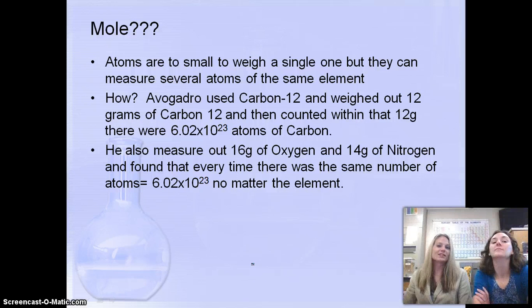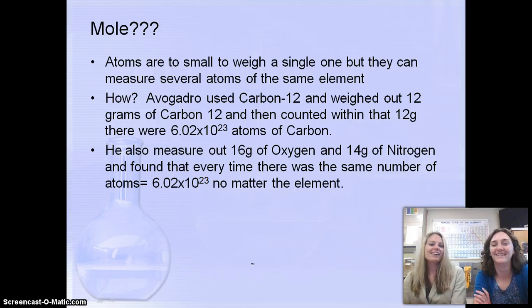So what's a mole? Here's a little history lesson. Atoms are way too small for us to weigh a single one. You can't just take one little atom and put it on a scale. So what scientists did is they measured several atoms of the same element. The first one was Mr. Avogadro, who gets credited for all of this wonderful math, and it's his number.